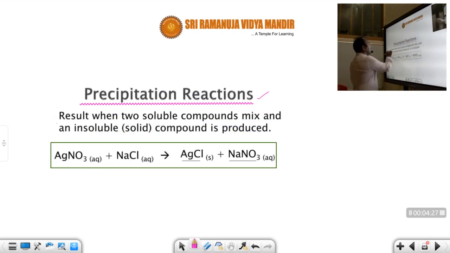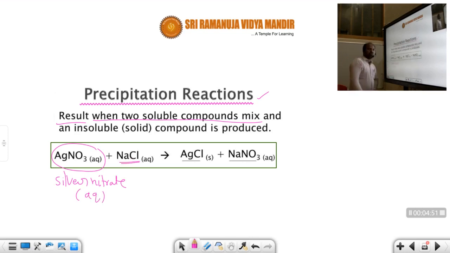What is a precipitation reaction? It results when two soluble compounds mix with each other. These are soluble salts. Silver nitrate, AgNO3, is a salt that can be dissolved in water, then only we will get silver nitrate aqueous solution. NaCl, sodium chloride, is called table salt. This table salt is dissolved in water, then only we form a solution. This is aqueous sodium chloride solution. Aqueous silver nitrate solution and sodium chloride solution both will be mixed with each other.